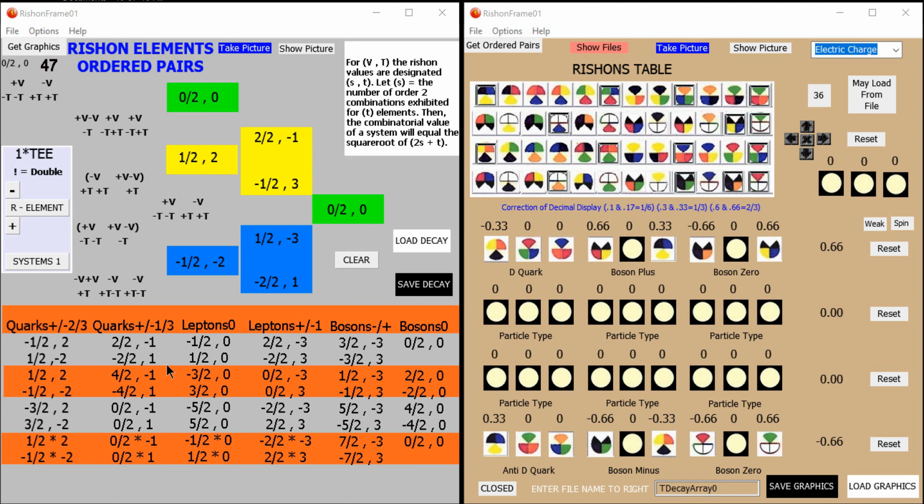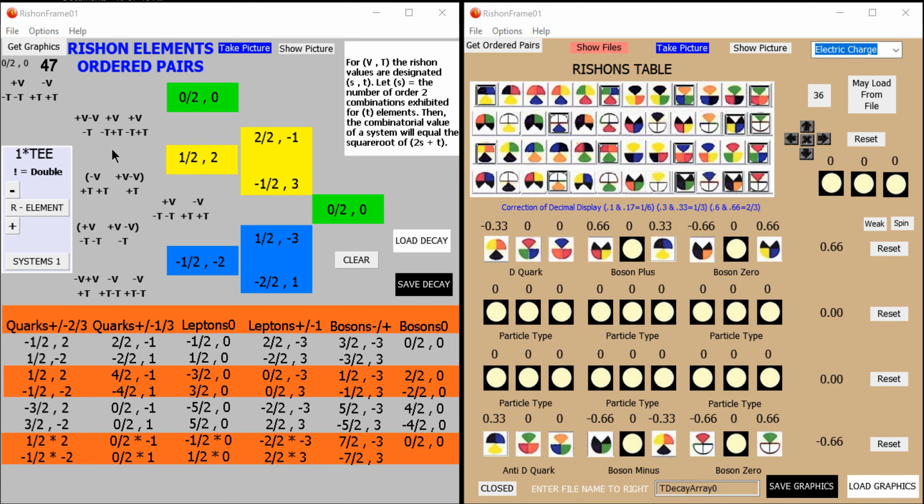So I'm going to describe the decay of the T quark and anti-T quark in terms of the Rishon elements derived from combinatoric ordered pairs. First, let's take a look at the ordered pairs.